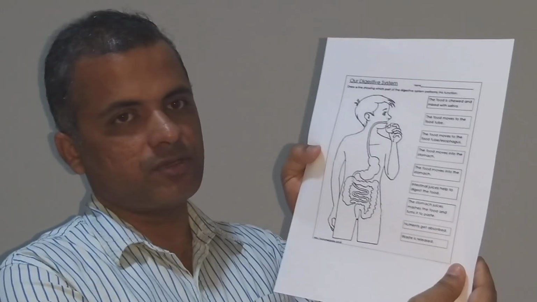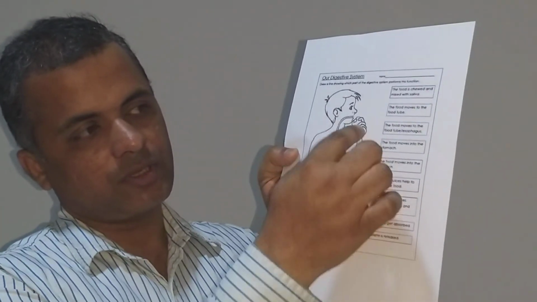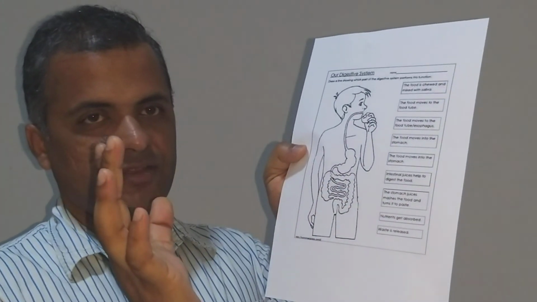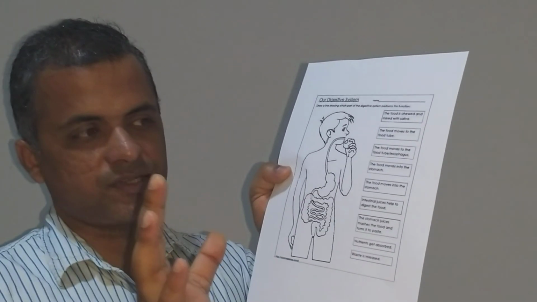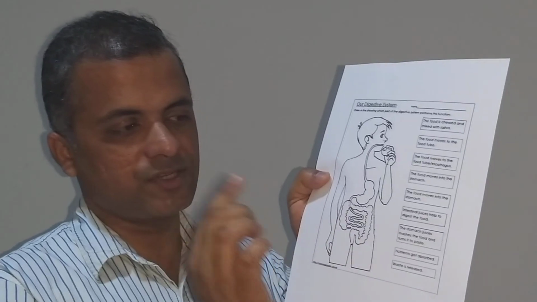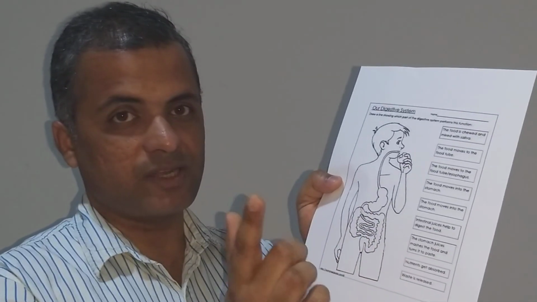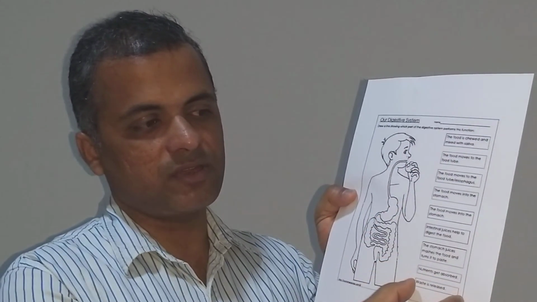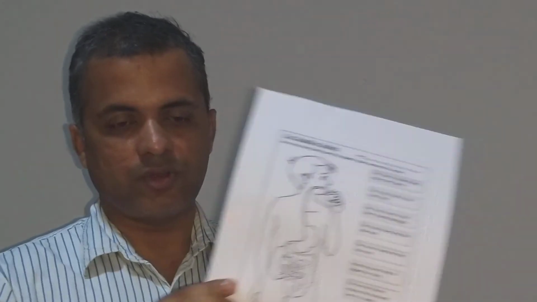This is a worksheet which contains every part of the digestive system, but only in black and white lining. A simple worksheet is there. You have to just color the different parts with different colors and then label it. Which part is stomach, which part is esophagus, which part is large intestine, which part is rectum. There's a brief description given here, but at the same time you have to color it and label it. That is the motto of this worksheet.